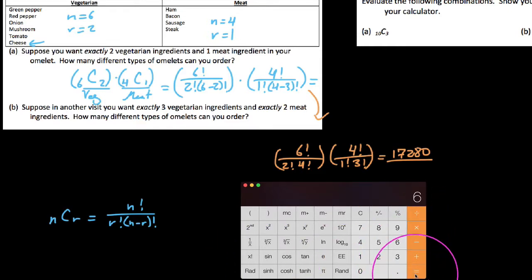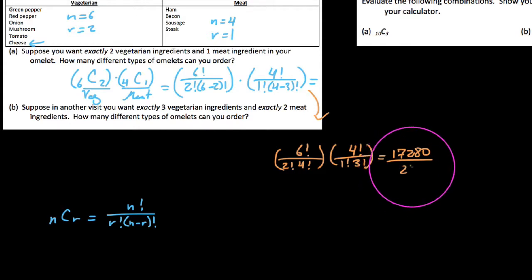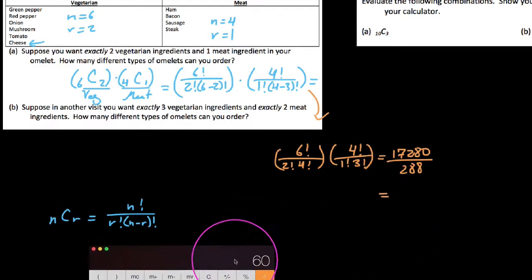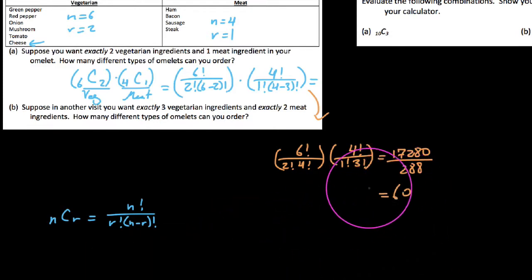And we'll take that times 3 factorial, so we get 288. So the total number of possible combinations for an omelet in this instance would be 17280, and we will divide this by 288. And so we get 60. Okay, so we say 60 possible omelets can be made here.